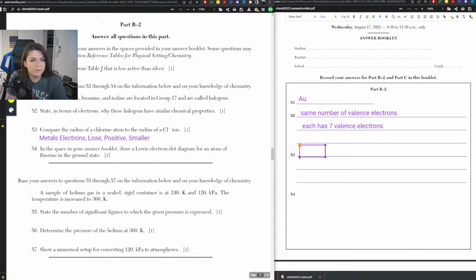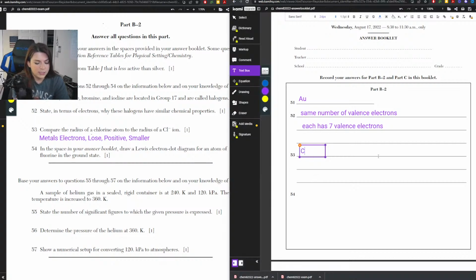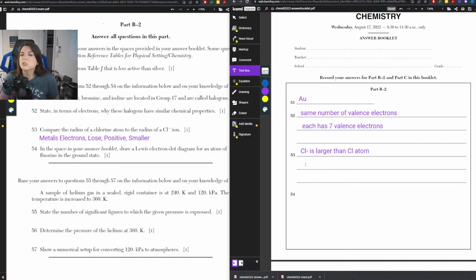Cl, where am I? Over here. Cl minus is larger than Cl atom. That's an acceptable answer. They give you 3 lines. There's no reason to use all 3 lines. Again, keep your answers as simple as possible so that you are not talking yourself into a wrong answer. I would hate to see that happen to you.